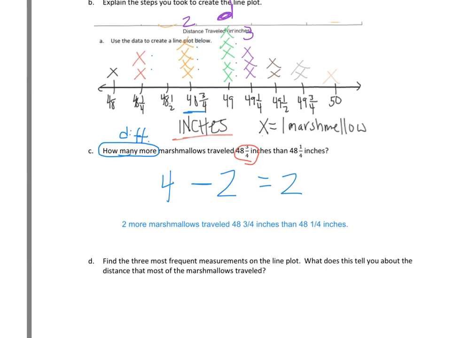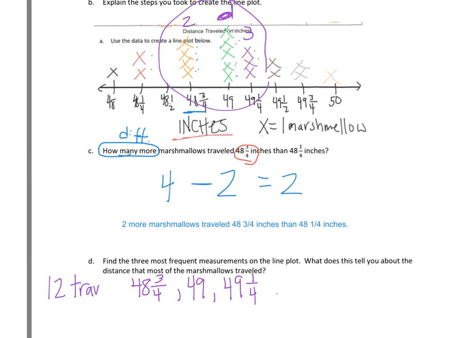So the 3 most frequent are 48 and 3/4, 49, and 49 and a quarter. In total, I see that we have 1, 2, 3, 4, 5, 6, 7, 8, 9, 10, 11, 12. So total, there's 12. So 12 traveled 48 and 3/4, 49, 49 and a quarter inches.